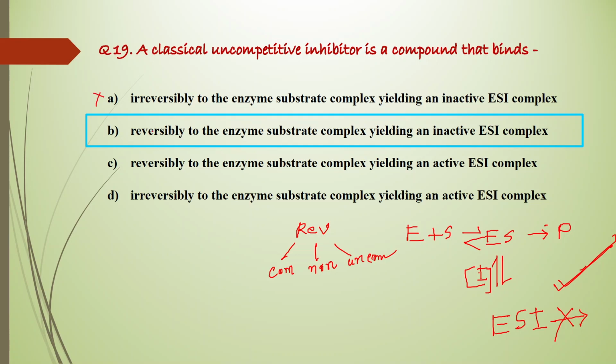Next one states it reversibly binds to the enzyme substrate complex, yielding an inactive ESI complex. Absolutely yes, it reversibly binds to the ES complex, forming an ESI complex which is inactive, which will not give you any product. This ESI complex can further go back because there is an equilibrium sign and form this enzyme substrate complex again, but this ternary species will never lead to a product formation.